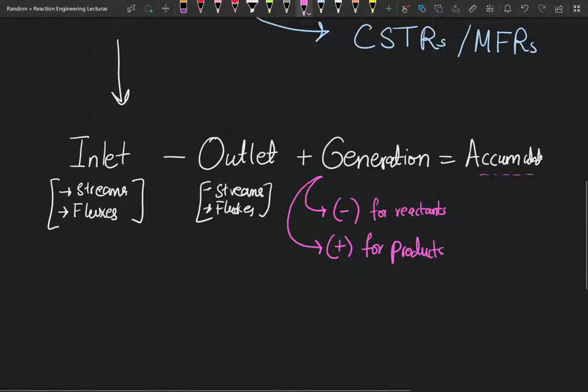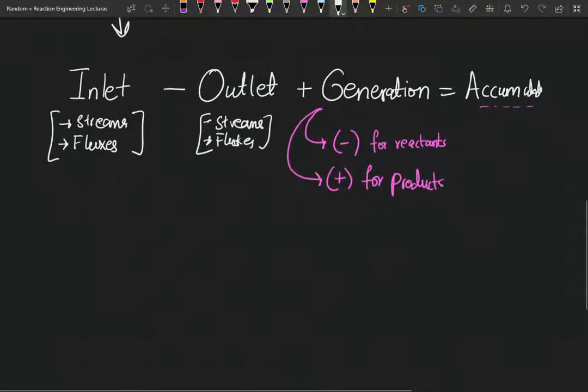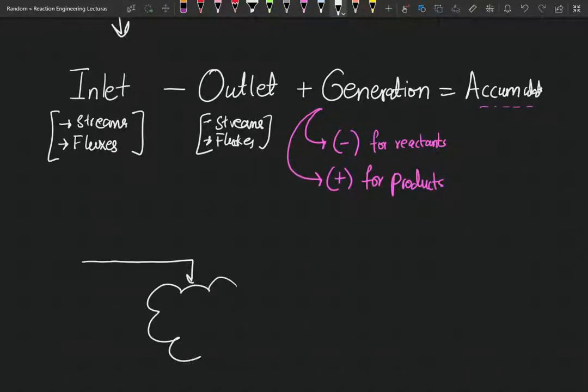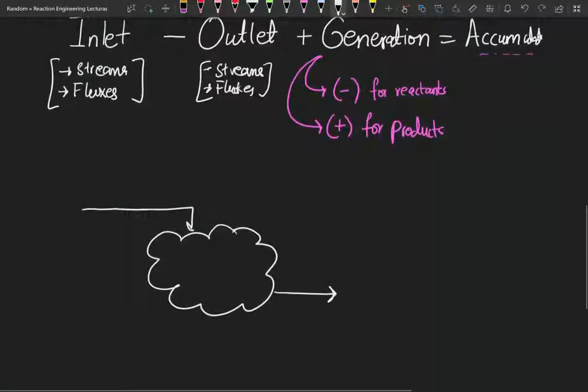Now let's say we were to do this for a very vague control volume, this is how Fogler does it, just to give you guys an idea. And let's say there is an inlet stream coming in, molar flow rate, F_Ai.